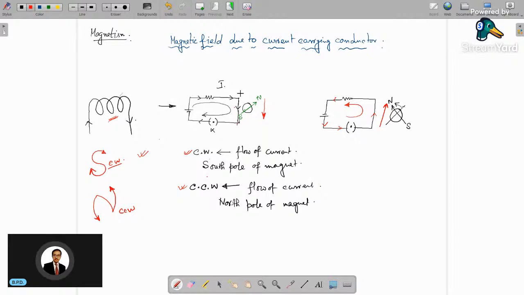Current is exiting from this point, say name this point as A and this point B.